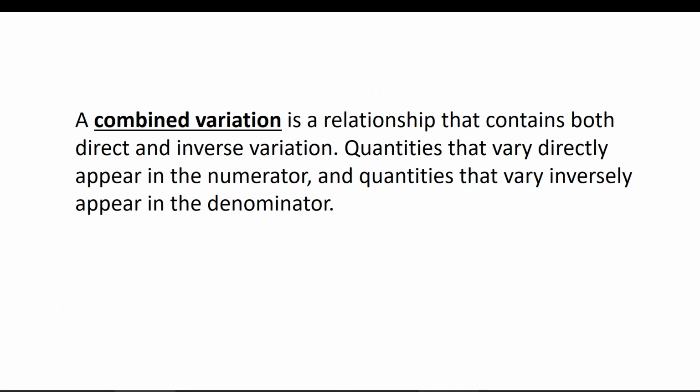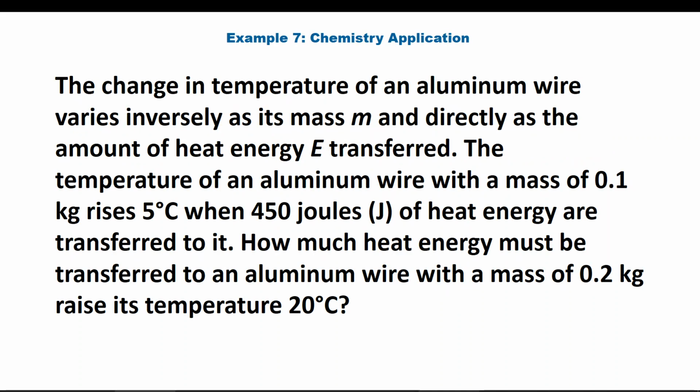All right, a combined variation is a relationship that contains both the direct and inverse variation. Quantities that vary directly appear in the numerator, and quantities that vary inversely appear in the denominator. So let's see. This example is going to help us understand the combined variation.